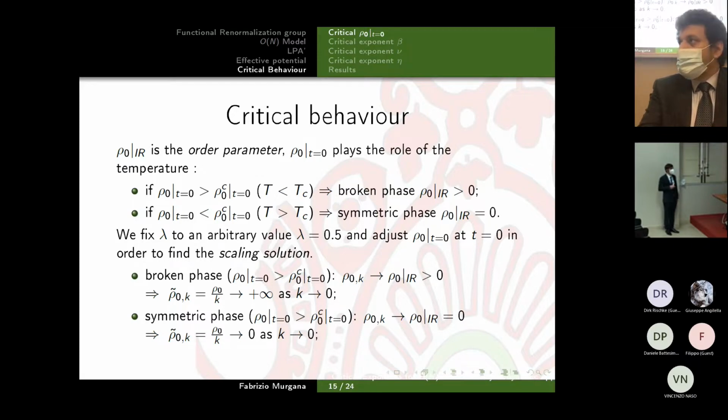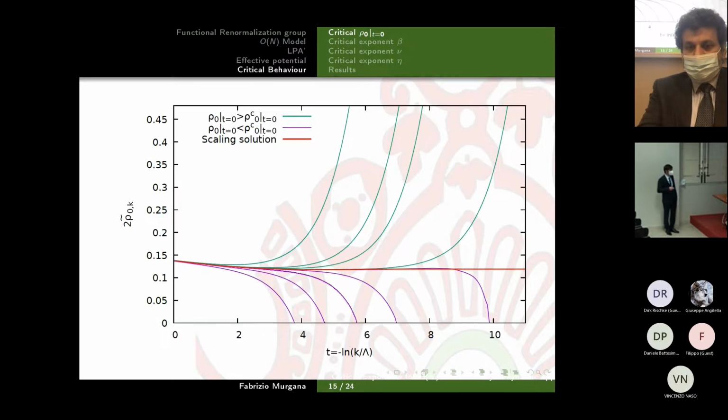And to do so, you have to rely on the behavior of rescaled quantities. In particular, we will deal with rho tilde, which depends on k, and it's basically rho 0 divided by k. And we can see from the plot how to derive the critical value or the scaling solution. First of all, you start with a definite value of the minimum, and if you go upward, you end up in a broken phase. Why? Because you end up in a finite minimum, and divided by k, this diverges as k goes to 0.